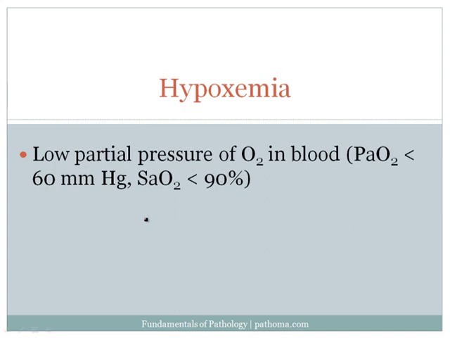The second cause of hypoxia is hypoxemia. Here we've got that same hypo and then oxy, low oxygen, but emia means in the blood. And so hypoxemia refers to a low partial pressure of oxygen within the blood. Very specifically, it would be defined as a PaO2 less than 60 millimeters of mercury, and that would translate usually to roughly an SaO2 of less than 90%.